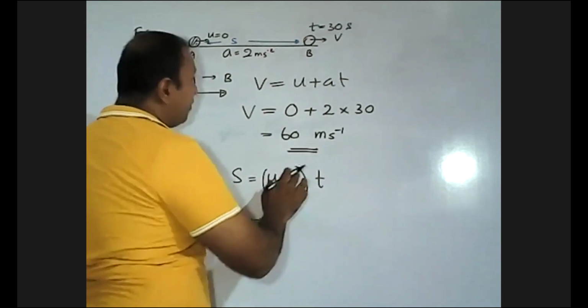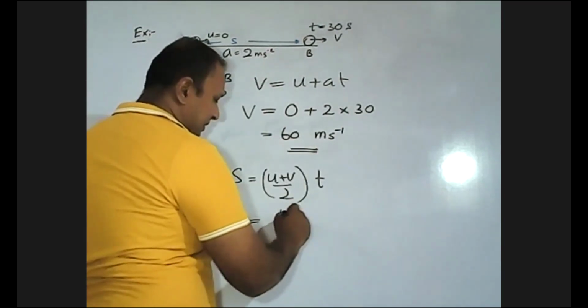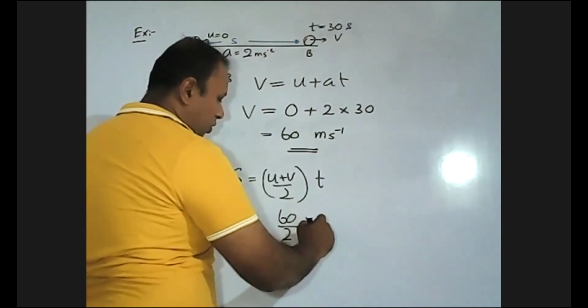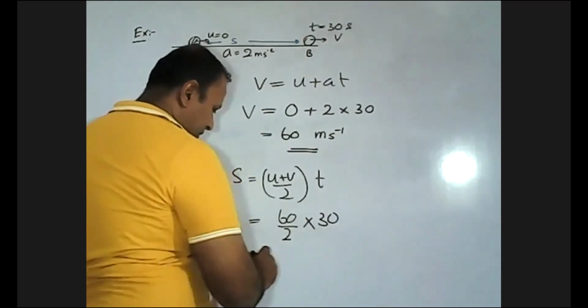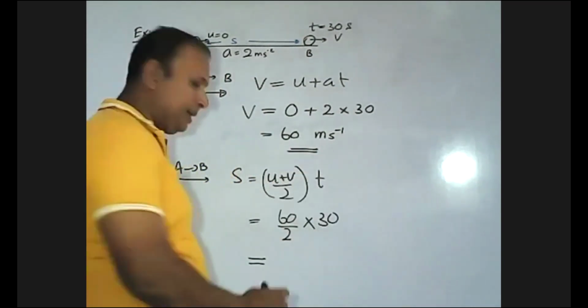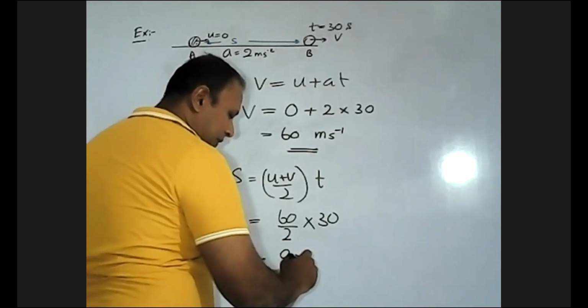U is 0. V means 60. 60 over 2 times 30. That means 30 into 30 means 900. 900 meters.